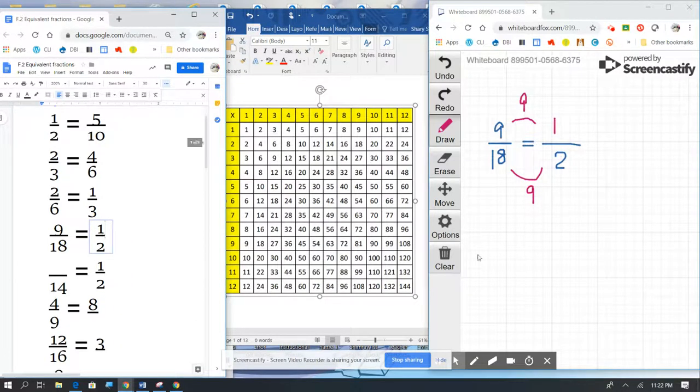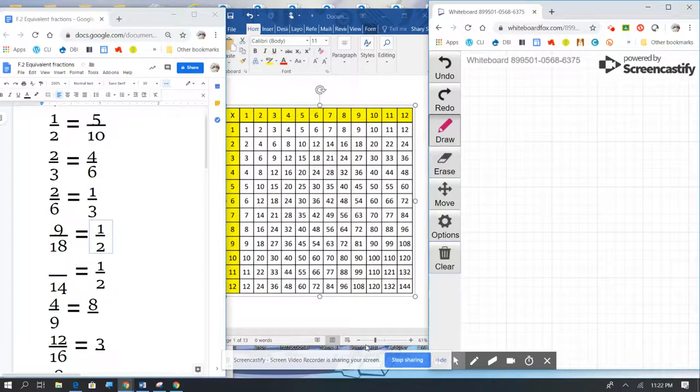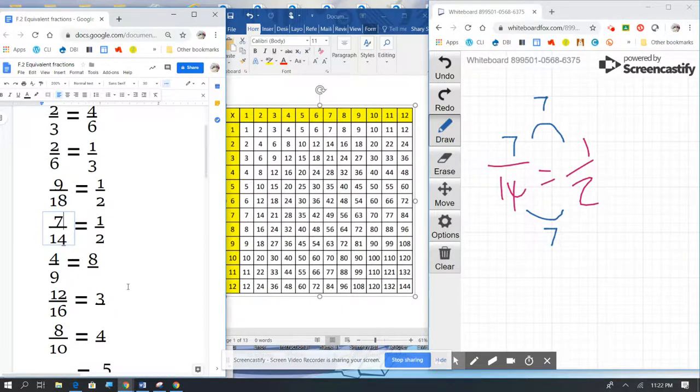So now let's look at the next one. You have something over 14 equals a half. So again, you know this, the relationship is 7, right? So here had to be what? 7. 1 times 7 is 7. 2 times 7 is 14. So the answer is 7. I hope by now you sort of get a pattern. Okay, let's see the next one.